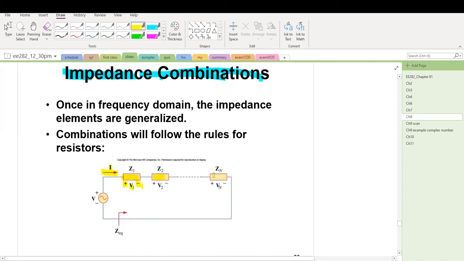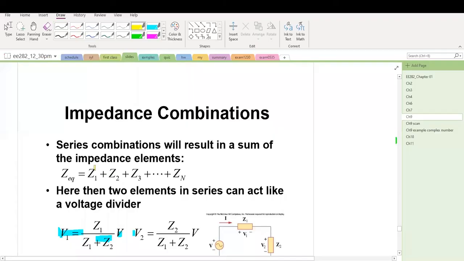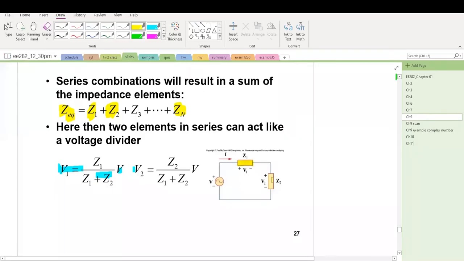All of these elements we can see are in series connection. The equivalent impedance, so that's Z equivalent equals Z1 plus Z2 up to Zn. If two elements are connected in series, there is a voltage source here, and note that the passive sign convention is followed here. We can use voltage division.